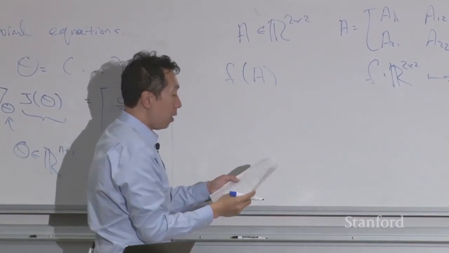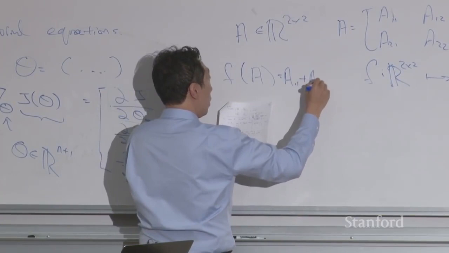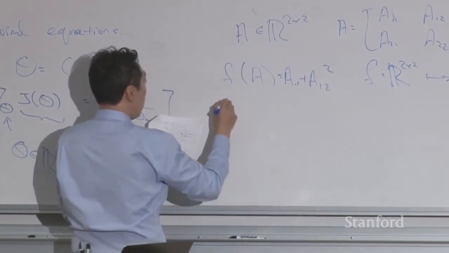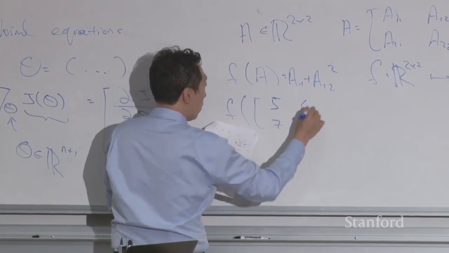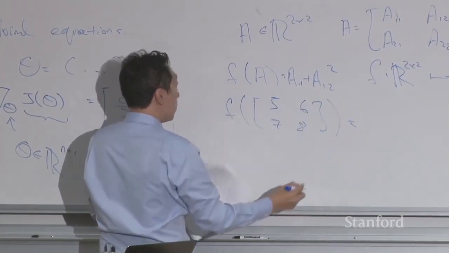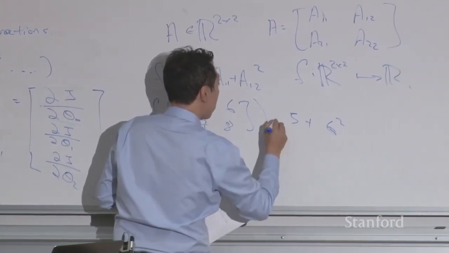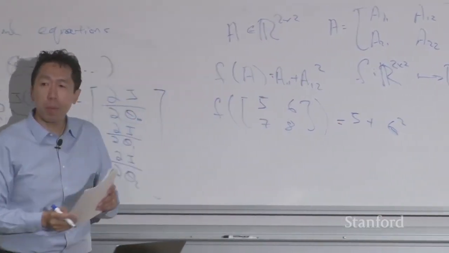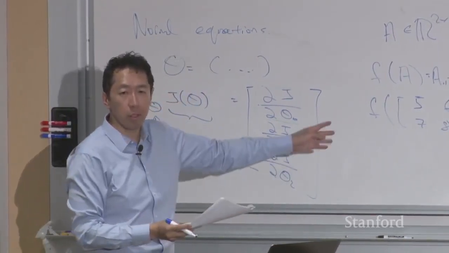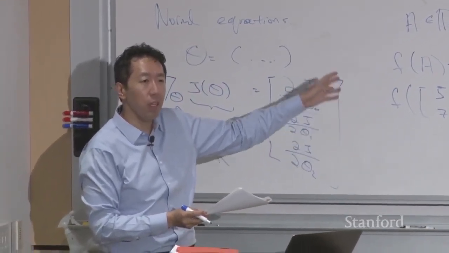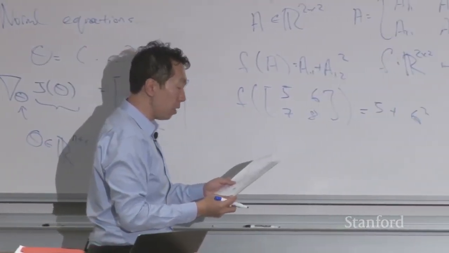So for example, if F of A equals A11 plus A12 squared, then F of 5, 6, 7, 8 would be equal to 5 plus 6 squared, right? So as we derive this, we'll be working a little bit with functions that map from matrices to real numbers. And this is just one made-up example of a function that inputs a matrix and maps the values of the matrix to a real number.